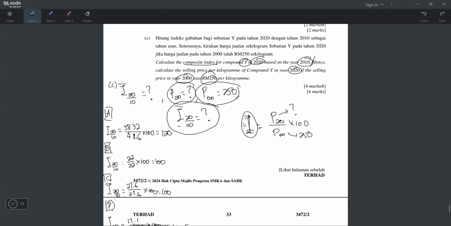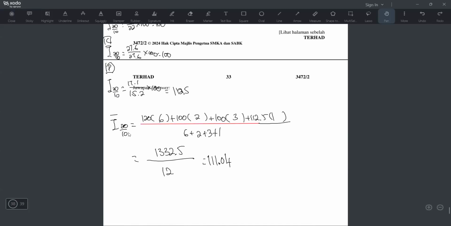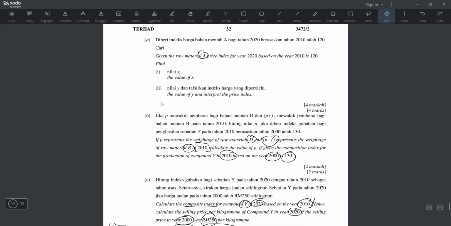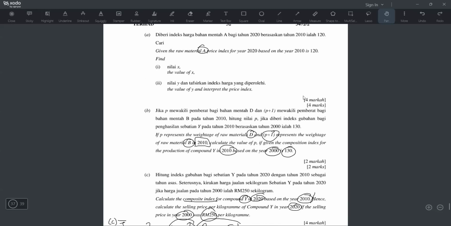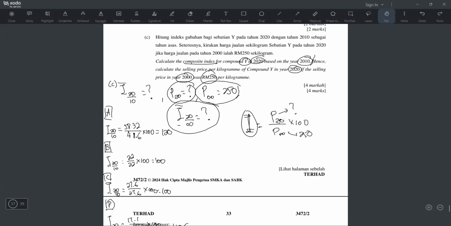But this I, you cannot put in like the 111.04, because this one is 2020 based on 2010. The year here is 2020 based on 2000, right? So the year is not the same. And what about the composite index that you have, this 130? Cannot also. This 130 is 2010 based on 2000. So the year is not matched here. This one is 2020 over 2000, right? So what do you think I should do now?